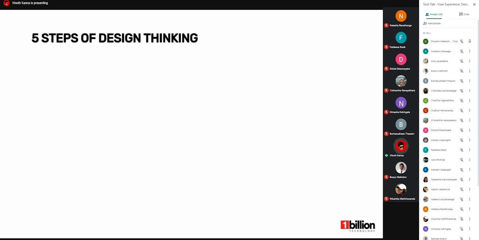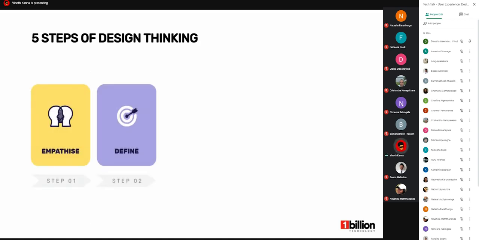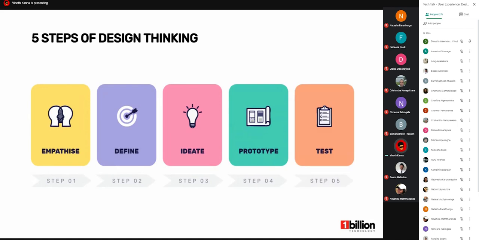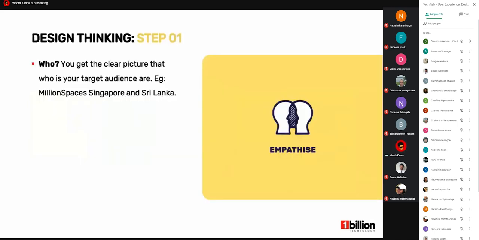So before looking at the steps, we need to remember this. This is actually a philosophy, so it can be flexible according to our product. Okay, so step number 1, empathize. Step number 2, define. I will explain in the next slides what they are in detail. The third is ideate. Fourth, prototype. Fifth is test.